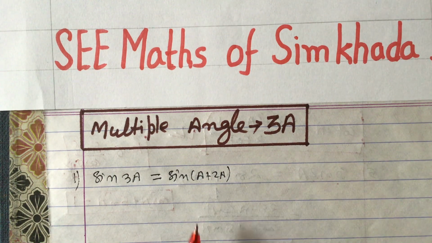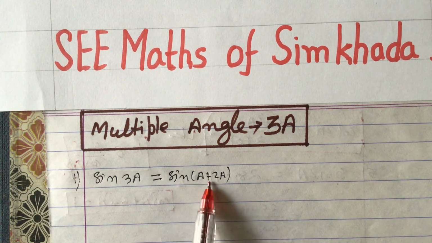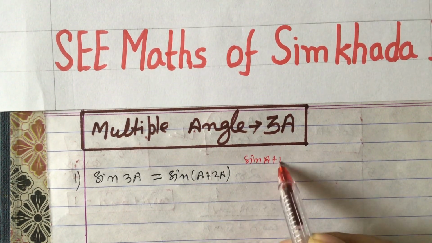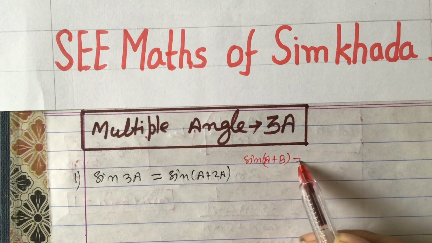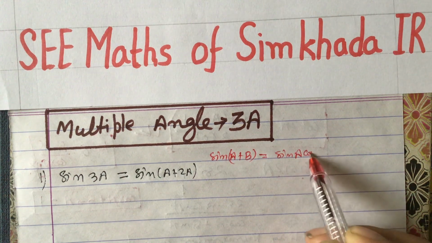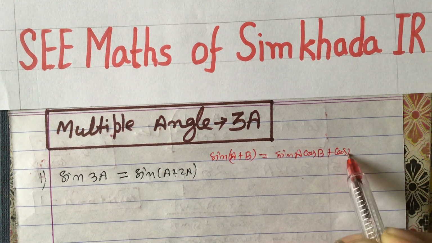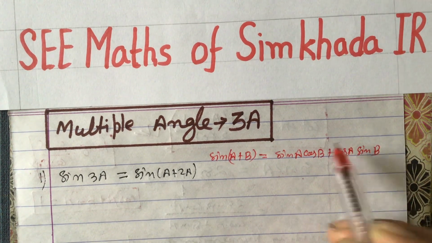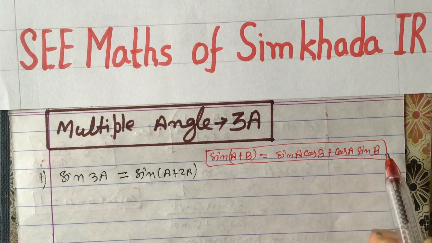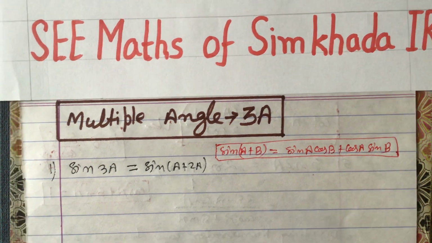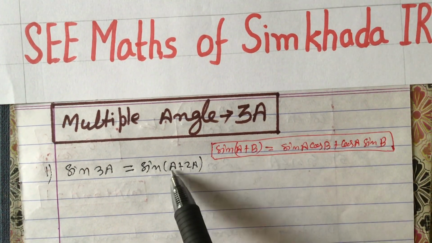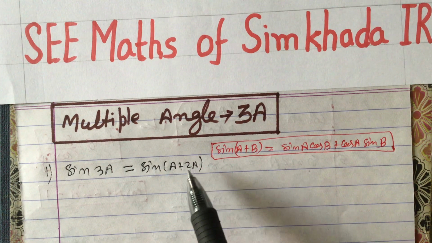Now we'll apply the formula of A plus B. See, sin A plus B, that is the compound angle formula we have learned in class 9. So the sin A plus B formula is sin A cos B plus cos A sin B. This is the formula that we have already learned in our previous chapter of trigonometry. Now look here. If you apply this formula, just replace A by A and B by 2A.